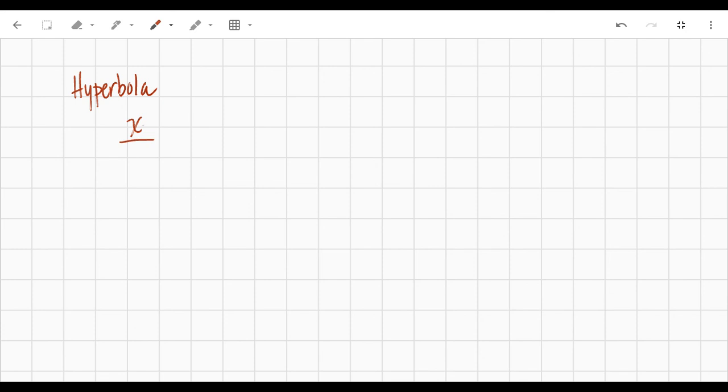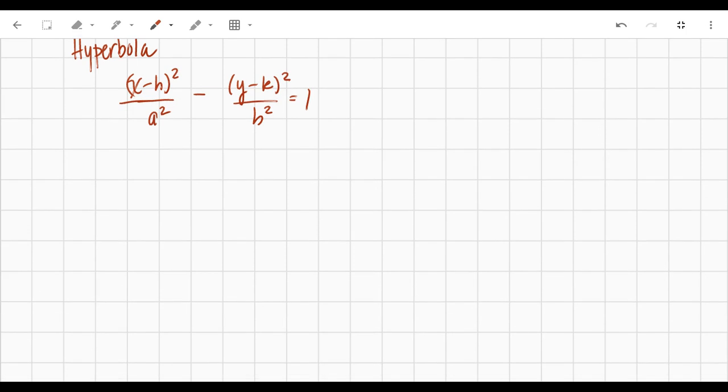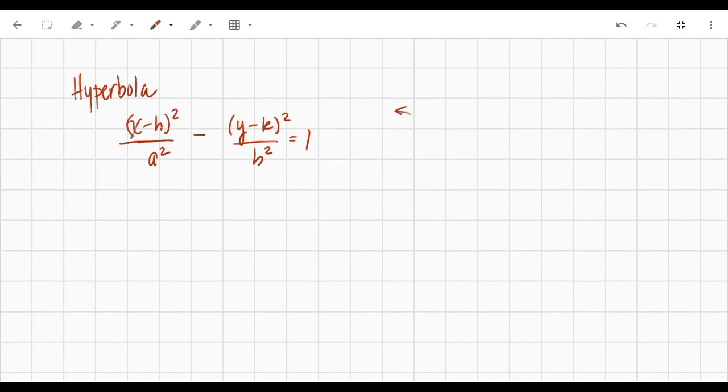Okay. So they're going to have the (x minus h) squared over a squared, but it's going to be minus (y minus k) squared over b squared equals 1. When we do this, we get a weird shape. It's shaped like this. That's a hyperbola. If we switch the order, so subtraction, the order matters. So if we had (y minus k) squared over a squared minus (x minus h) squared over b squared equals 1, then it would be shaped like this.